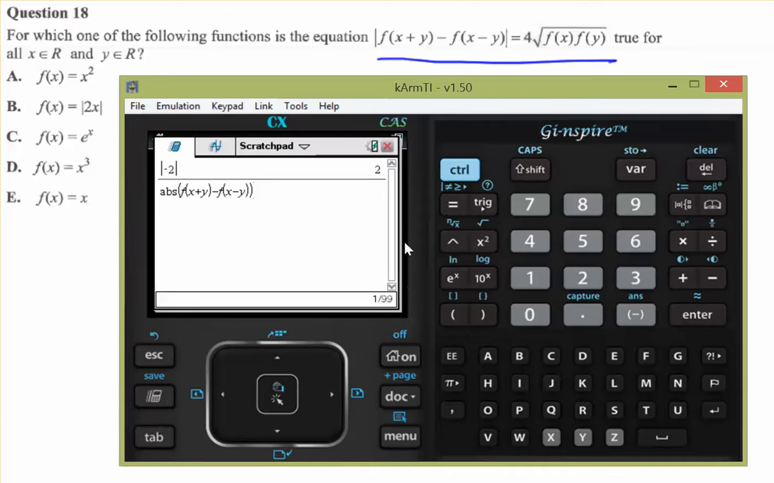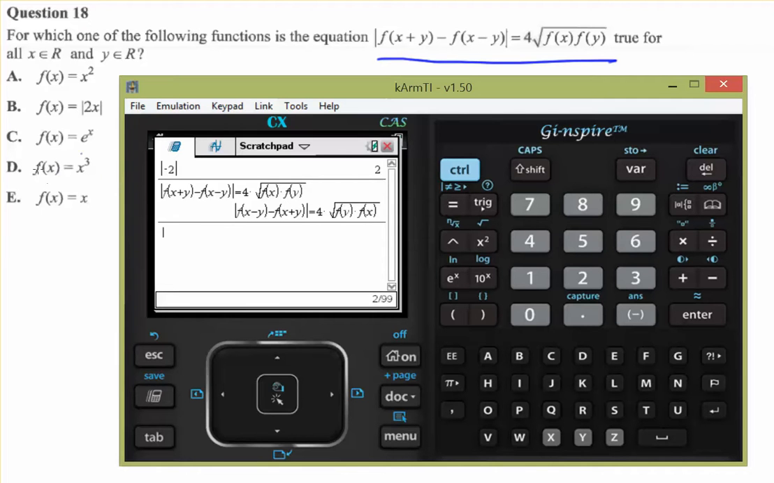So we've got the absolute value of that quantity equals 4 times the square root of f of x times f of y. And what do we get back? We get back exactly what we typed. So what you can do now is pick these functions and define them, and then retype this expression, and it'll tell you whether it's true or it'll return some working out.